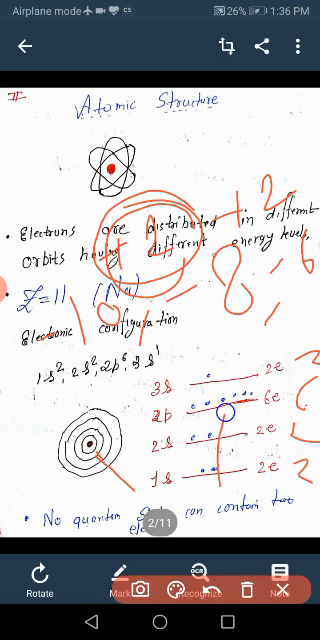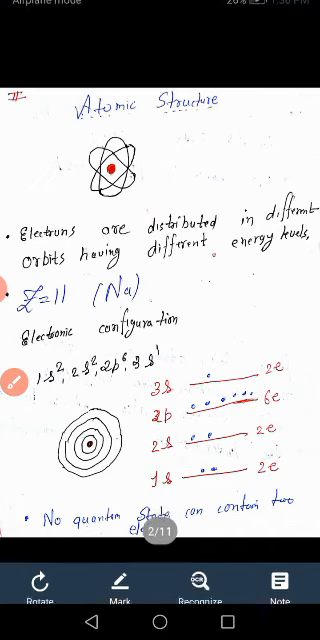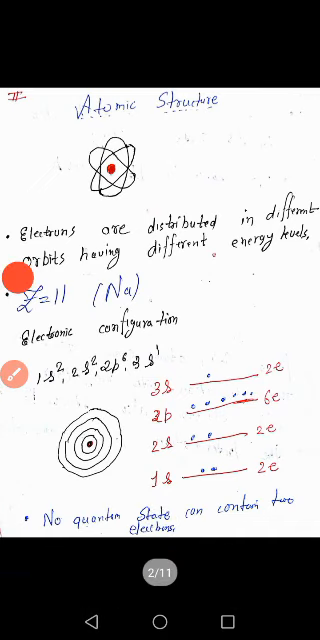One thing you need to understand: no quantum state can contain 2 electrons. So a quantum state can have a single electron or no electron.